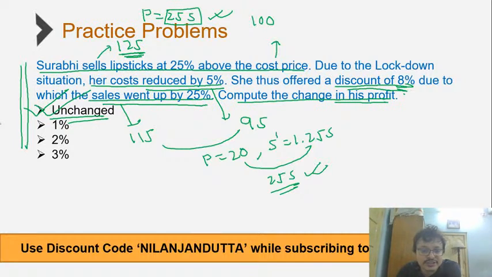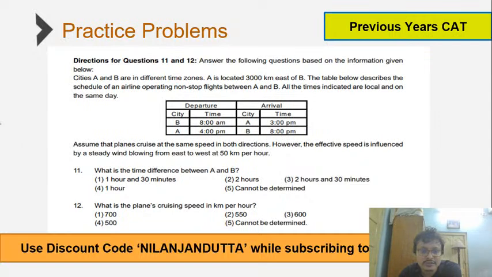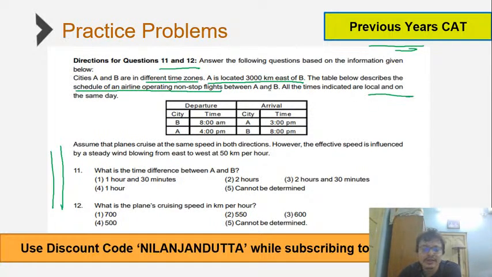So that is how you go about a second one. Third question, so this is basically comprising of two questions. This is from the previous year's CAT question. So here you have two cities, A and B. They are located in different time zones. A is located 3000 kilometers east of B. The table below describes the schedule of an airline operating non-stop flights between A and B. All the times indicated are local and on the same day.